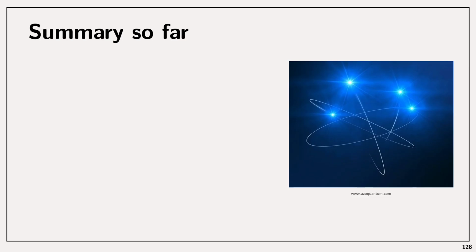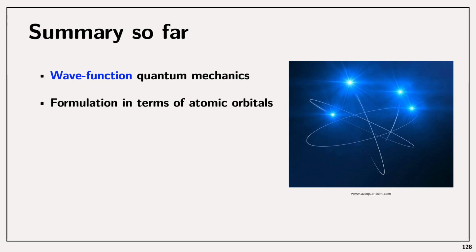So what have we done so far? What we've done so far is that we focused on the wave function quantum mechanics. So when you look at the interpretation of quantum mechanics as solving the time-independent Schrödinger equation, we look for a wave function. And in Hartree-Fock, and at least we've seen this for both 1 and 2 electron situations, we formulate the solution in terms of atomic orbitals.